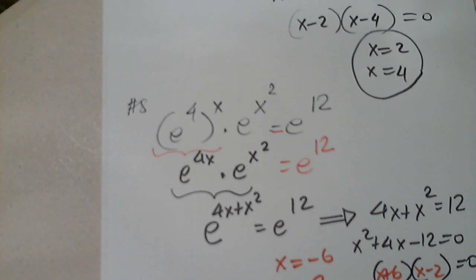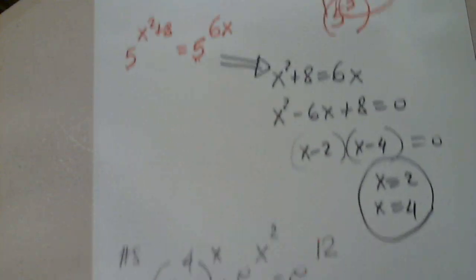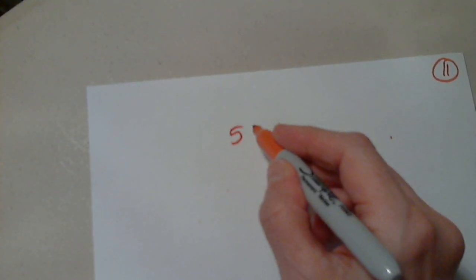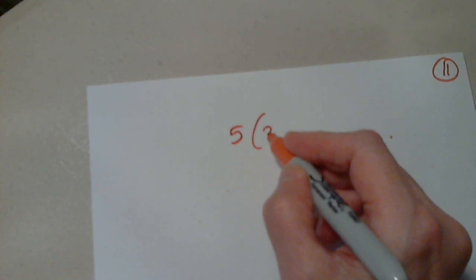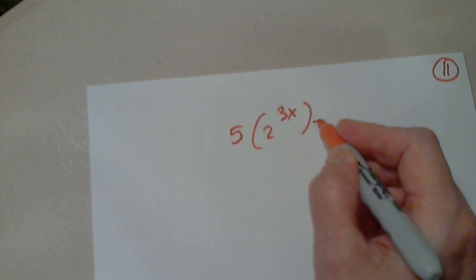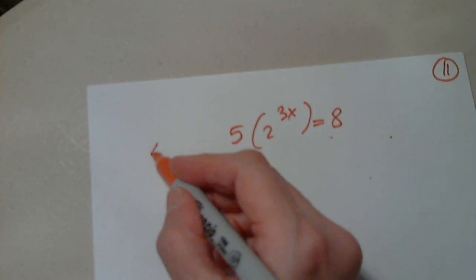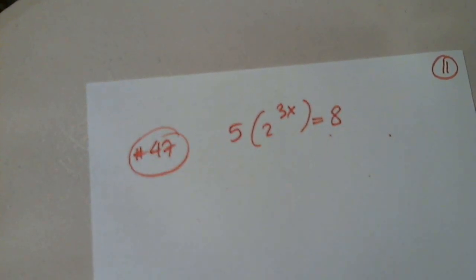Looking at the time, we have 5 minutes. So let's choose one or the other. Well, let's continue with 47, and then I'll stop, I promise. And this is page 11. And the last problem for tonight is 5 times 2 to 3x equals 8. And that is 47. I was hoping to finish this handout tonight, but we barely started, but it's okay.